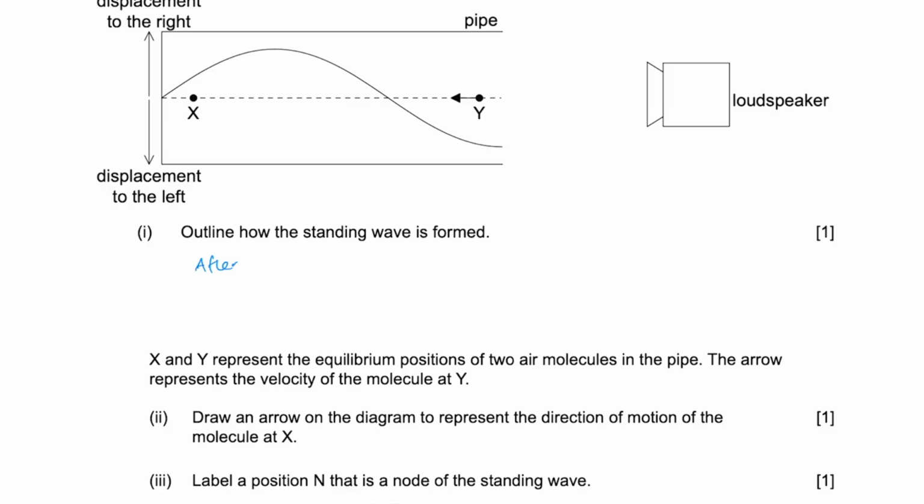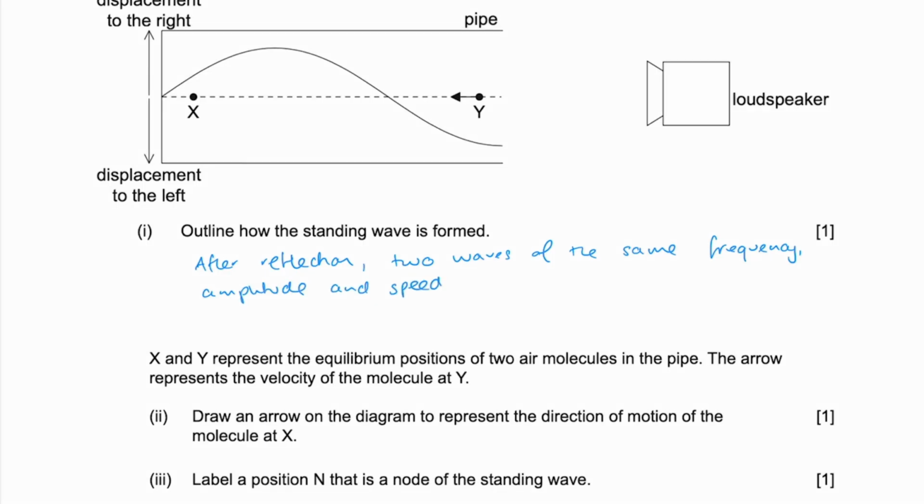After reflection, 2 waves of the same frequency, amplitude, and speed meet and superimpose. The result is a standing wave.